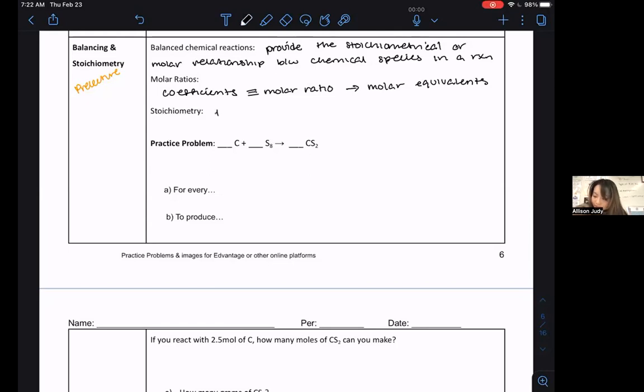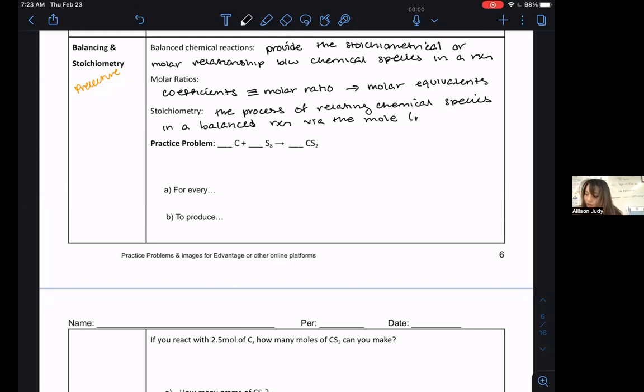So stoichiometry is the process of relating chemical species in a balanced reaction via the mole, or specifically the molar ratios revealed through the coefficients.